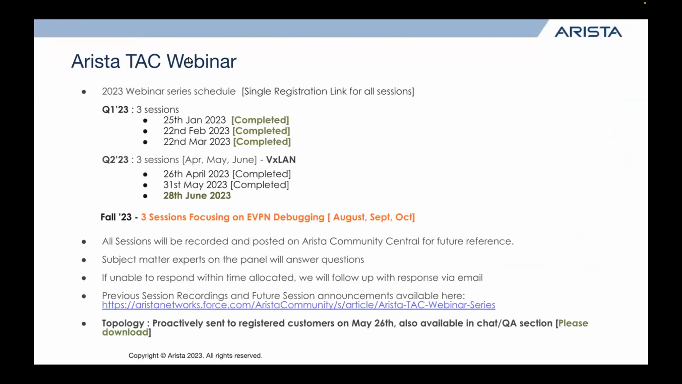A little bit about the webinar schedule in 23. After today's session, we are going to take a short break in July, and we'll be resuming in August for 3 more sessions, which will be focused on EVPN. The registration link remains the same as what you registered for the previous sessions and today's session, and you'll continue to receive notifications on the schedule through the registrations you already have.